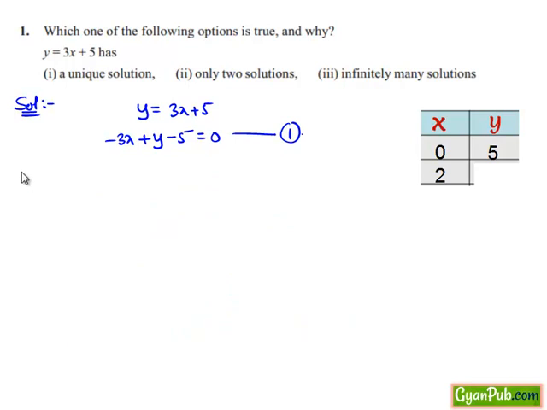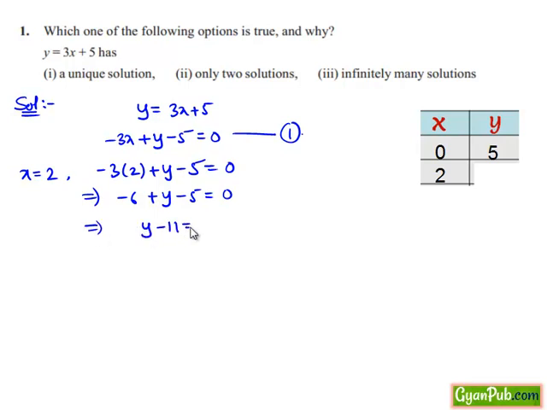Now let us put x equals 2 in the given equation. Then we get minus 3 times 2 plus y minus 5 equals 0. This implies minus 6 plus y minus 5 equals 0. This implies y minus 11 equals 0, that is, y equals 11. Then the ordered pair (2, 11) is another solution of the given equation.